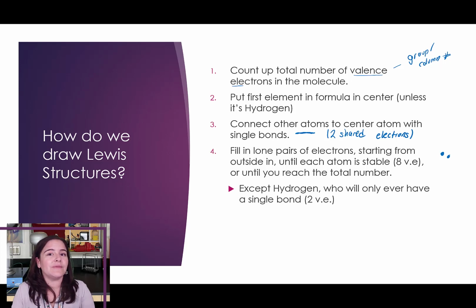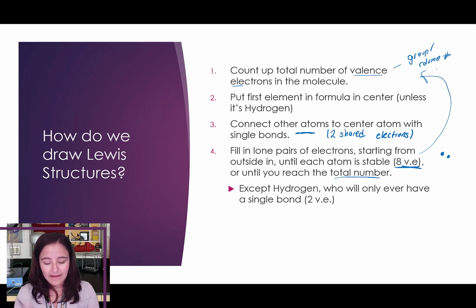Now, the atoms are stable when they have that full ns2 np6 energy level, okay? That full octet of electrons. So they're looking for 8. So we want to do that until each atom is stable or until we reach the total number of electrons that we counted up in step 1, whichever comes first. And remember, hydrogen is an exception to this. Hydrogen will only ever have a single bond connected to it. Hydrogen will never have any lone pairs. Okay. Boron is also an exception you might see, but it's much less common in our chemical compounds.